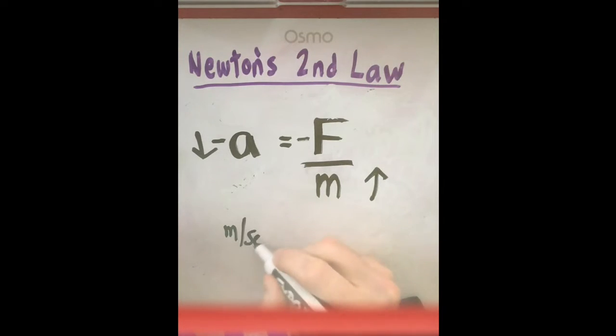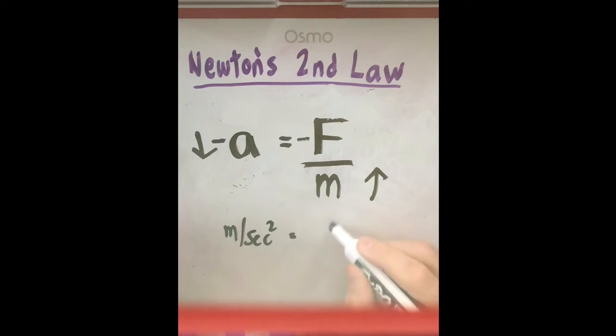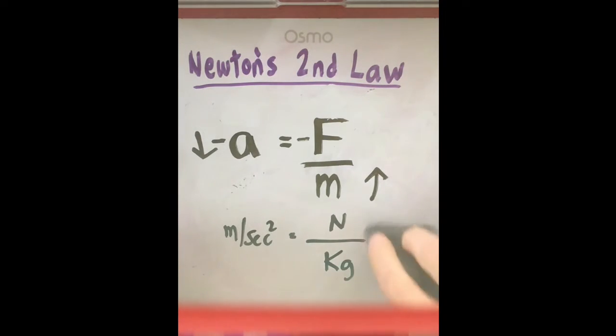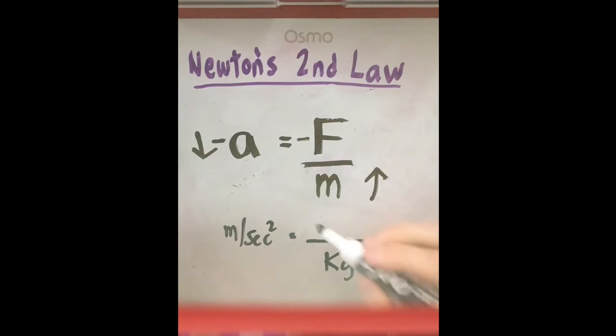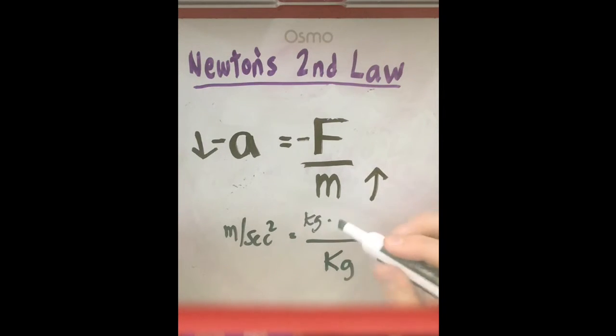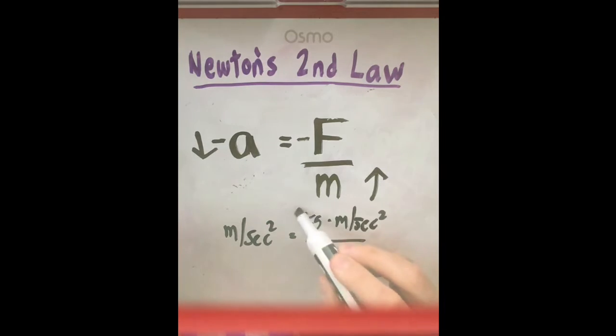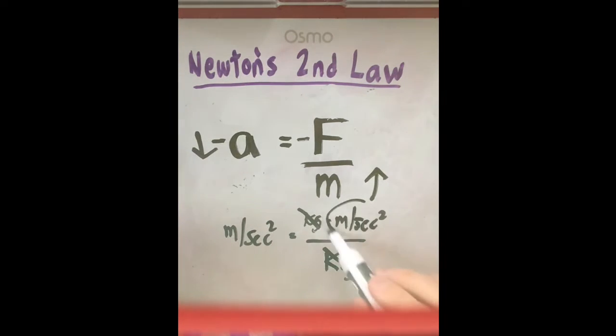Acceleration is meters per second squared, force is newtons, and mass is kilograms, but a newton is actually equal to kilograms times meters per second squared, and the kilograms cancel out, leaving the unit meters per second squared, and that matches. So everything matches, so we have our formula.